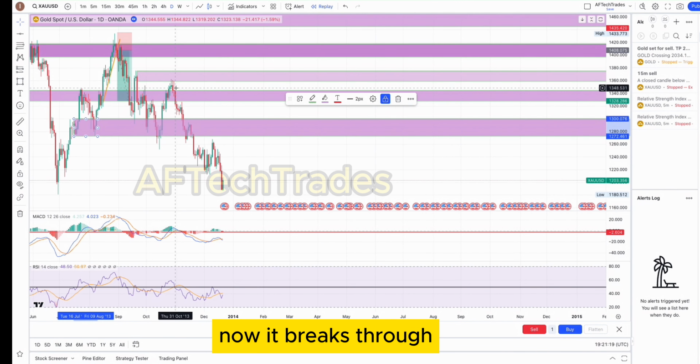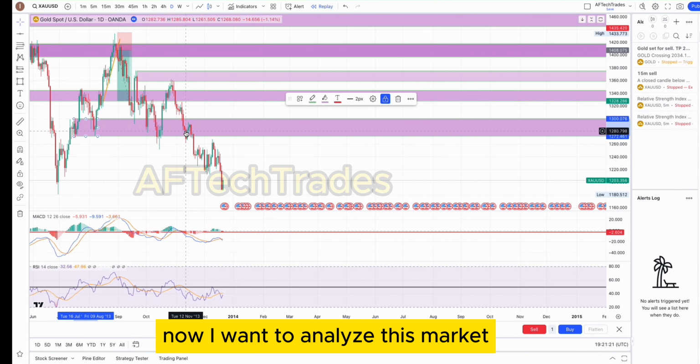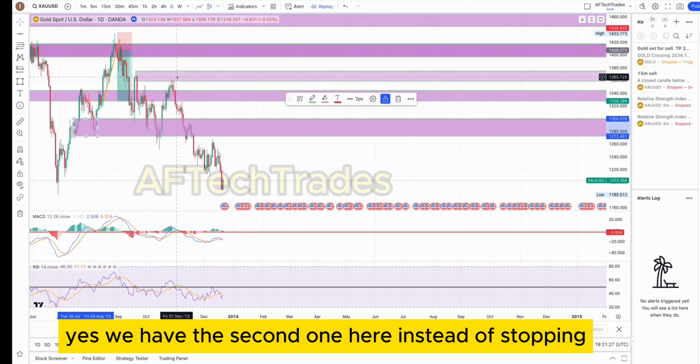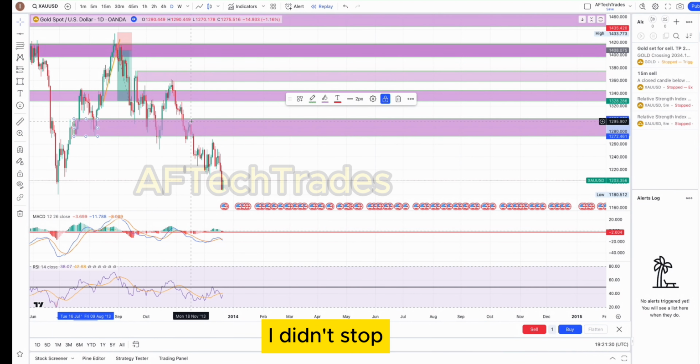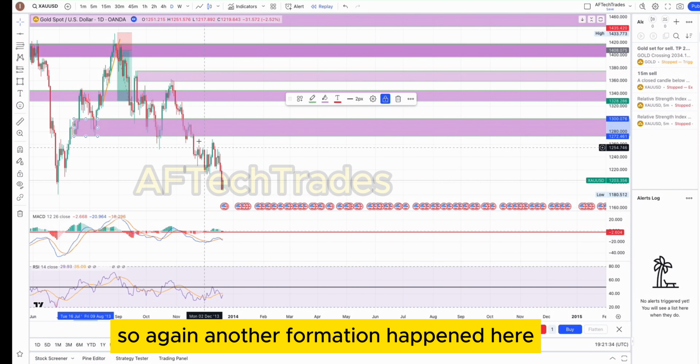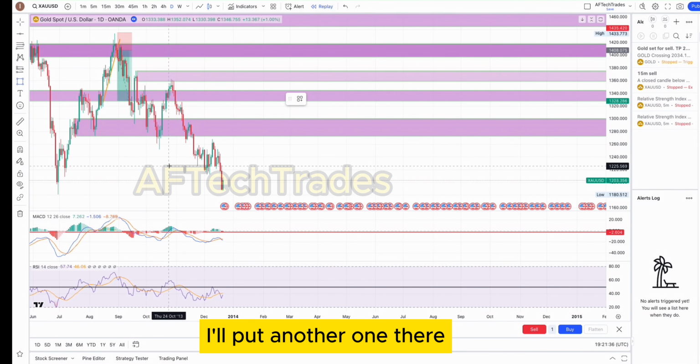Now it breaks through, it came down here. Now I want to analyze this market to see if we have any entry. Yes, we have the second one here. Instead of stopping here, it didn't stop, it broke through. So again, another formation happened here. I'll put another one there.